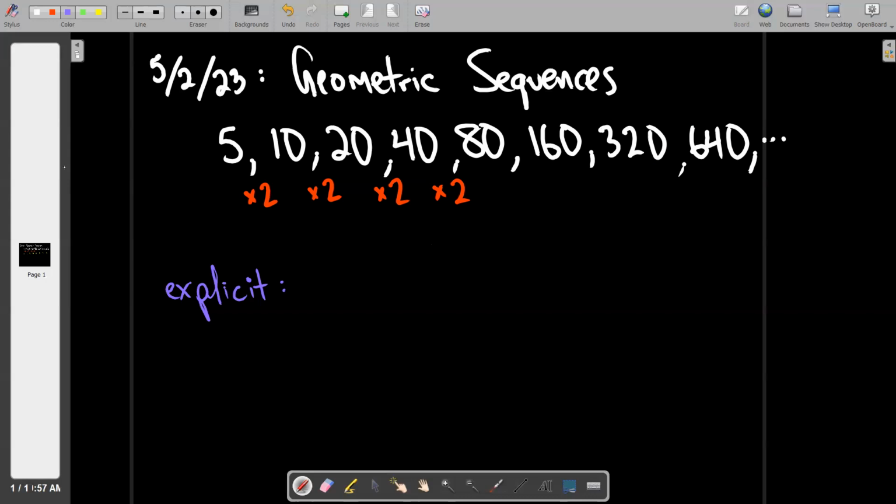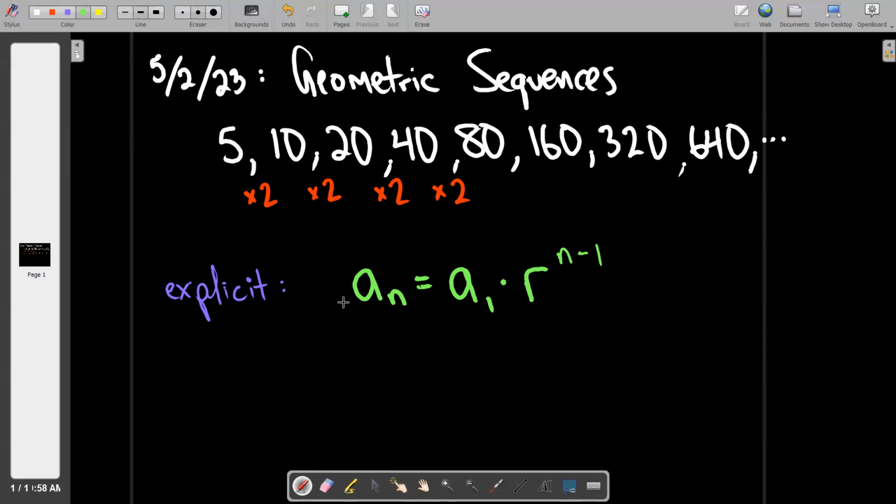So the explicit formula for a geometric sequence looks like this. I'll write it in green for you. It says that any term a sub n can be found by taking a sub 1. And what is a sub 1 again? The first term. So you take the first term and you multiply it by the common ratio r raised to the power of n minus 1.